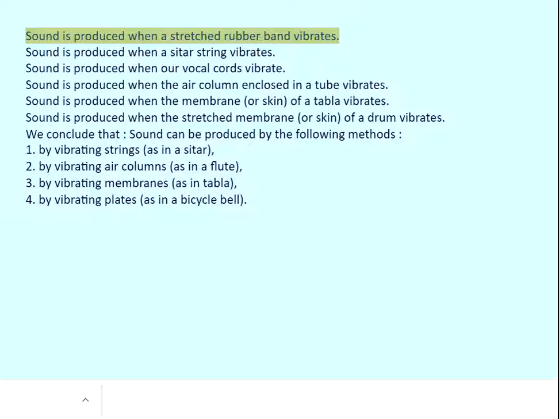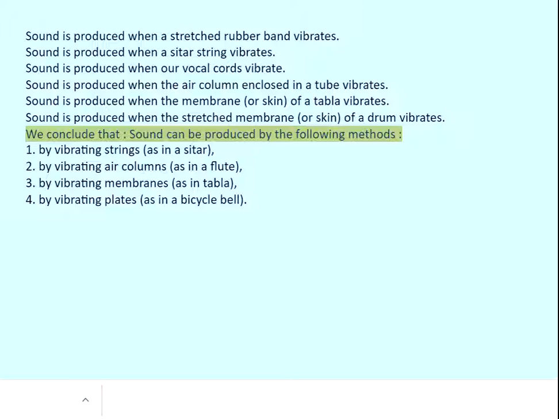Sound is produced when a stretched rubber band vibrates. Sound is produced when a sitar string vibrates. Sound is produced when our vocal cords vibrate. Sound is produced when the air column enclosed in a tube vibrates. Sound is produced when the membrane or skin of a tabla vibrates. Sound is produced when the stretched membrane or skin of a drum vibrates.